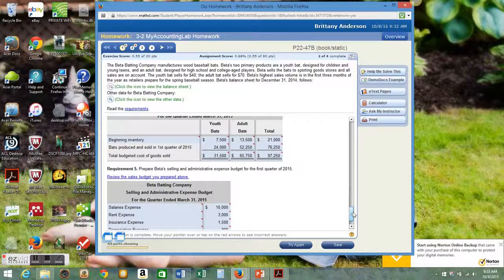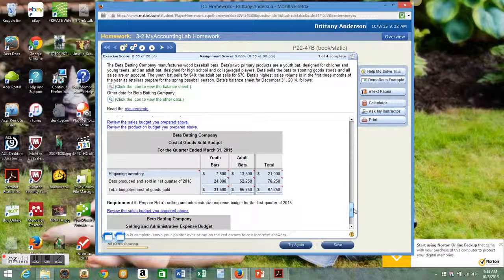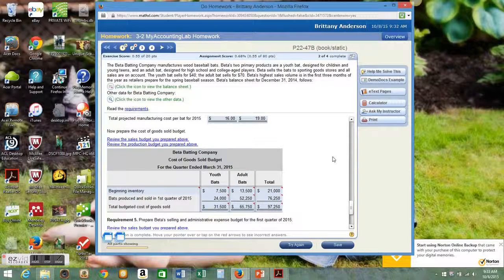I hope this helps clear up the cost of goods sold budget. If you have any more questions, let me know.